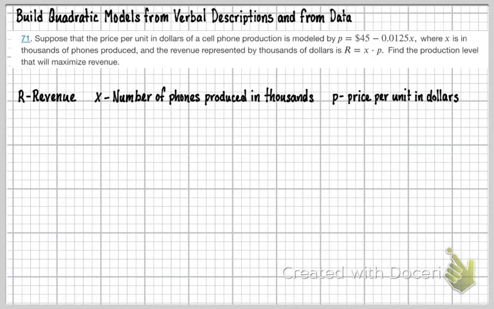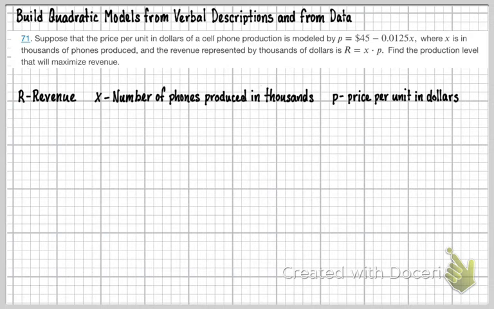That's what revenue is. Now, X is the number of phones produced in thousands. And that's what it says in here, in thousands. And then P is the price per unit in dollars. So I just want to write that all out for you so you can see everything together here. So now we have this formula here, P equals $45 minus 0.0125x. And what we're trying to do is find the production level that will maximize the revenue.